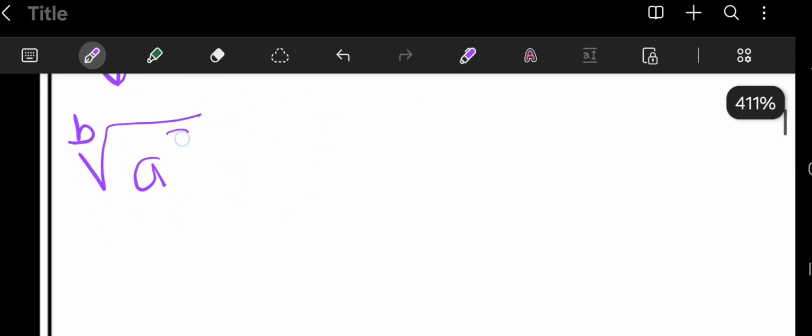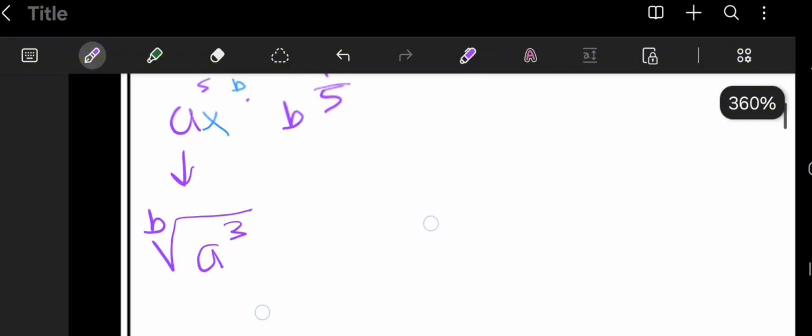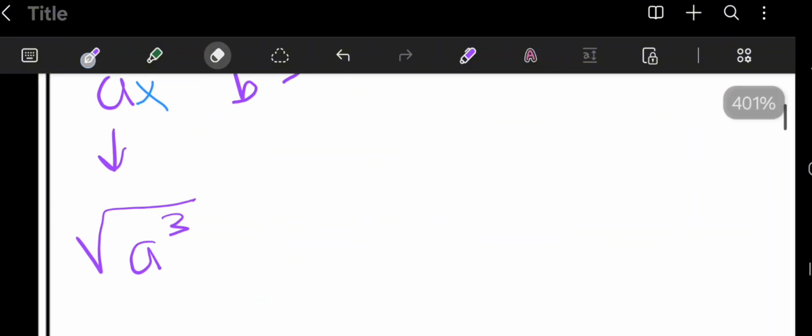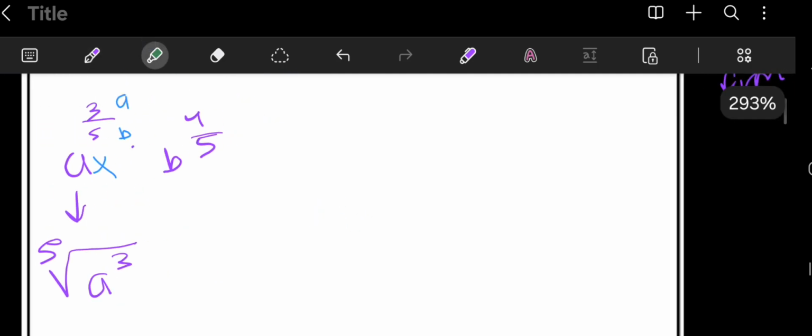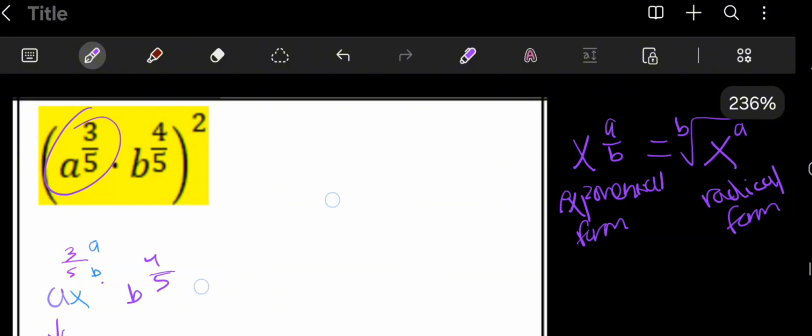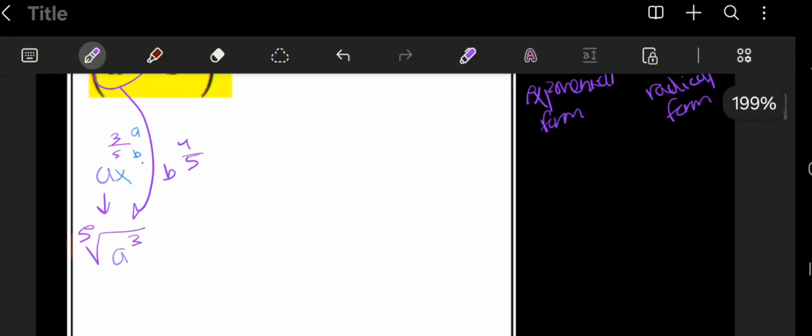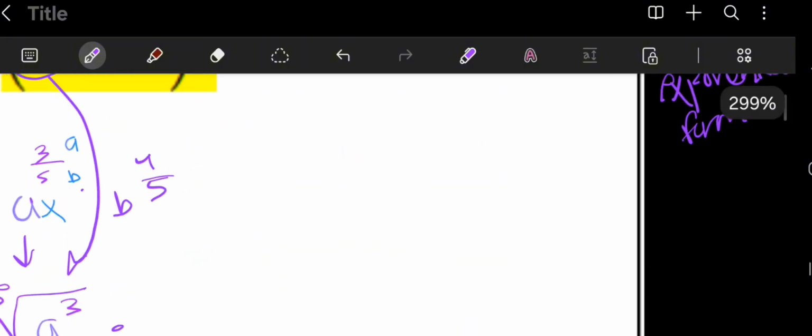Gee, why did I write b right here? Our b is 5, so sorry. You can see that because that corresponds with that. Our a is 3, so our 3 is going to be right there, and our 5 is our b, so it's going to be the 5th root. So we just transformed this into this, right? Now we want to transform this little guy right here.